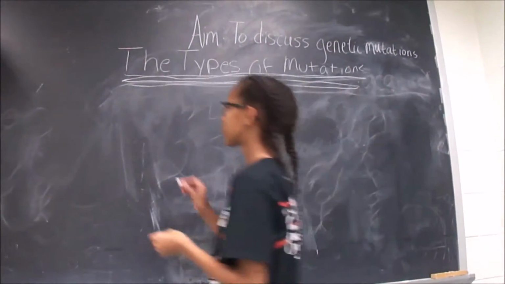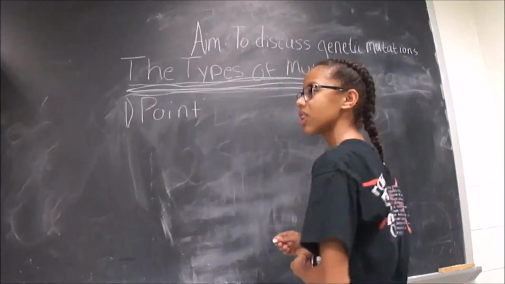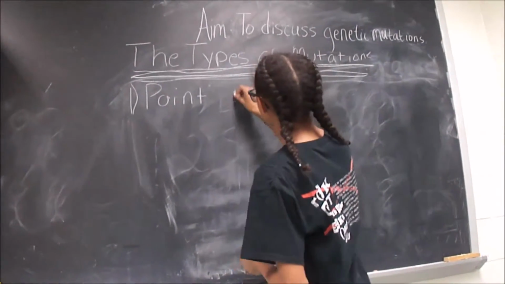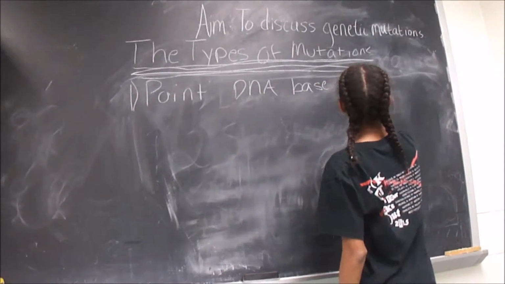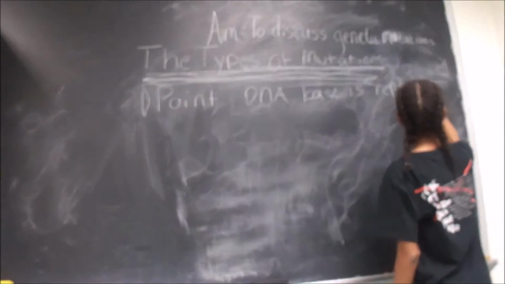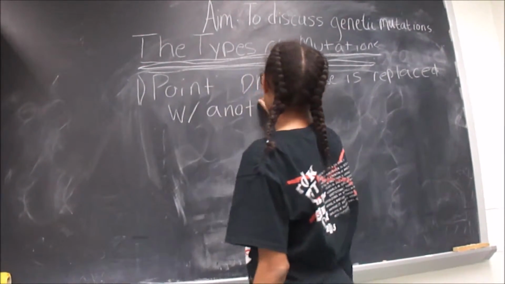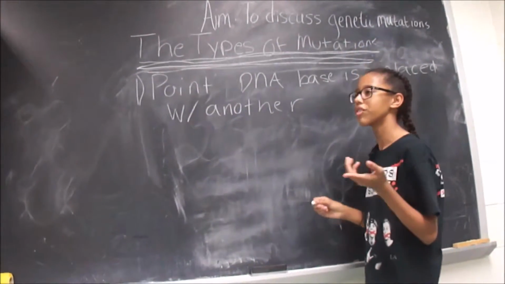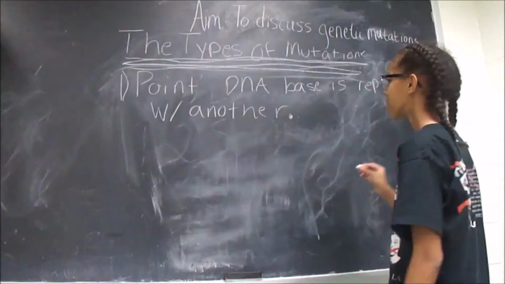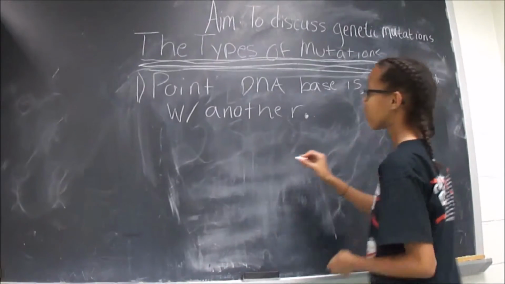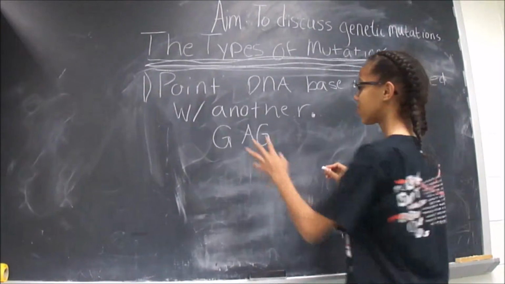Okay, kids, so the first type of genetic mutation we are going to discuss is a point mutation. Okay, so point mutation is when one of the DNA bases is replaced with another. This type of mutation only affects one or a few genes in the gene sequence, so it usually doesn't have a huge effect. An example of this would be if we had a GAG coding, right? This is the normal one.